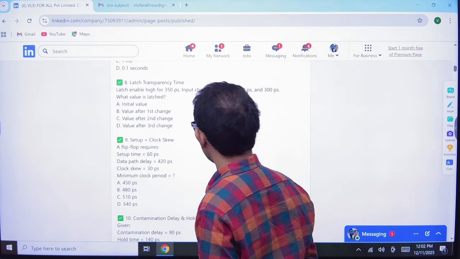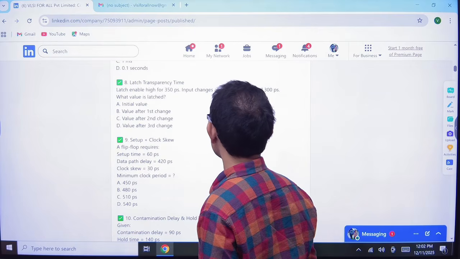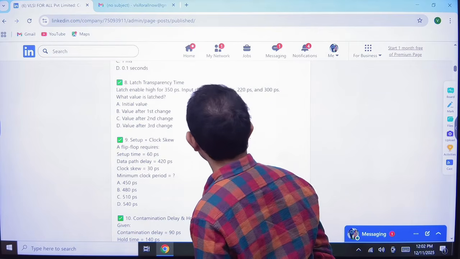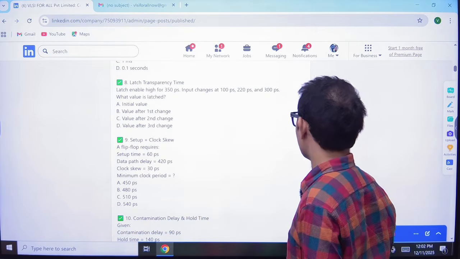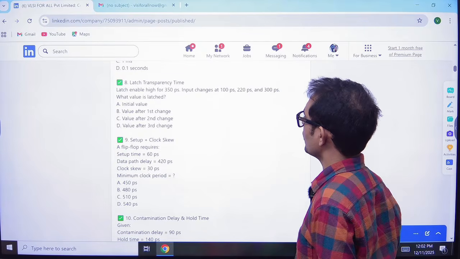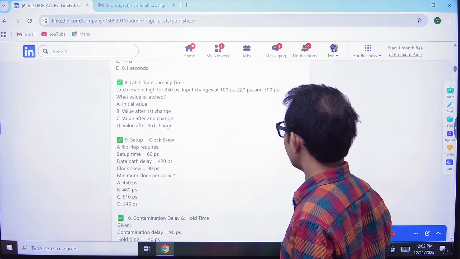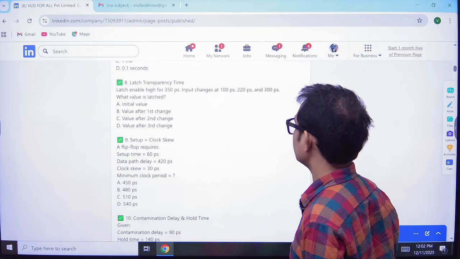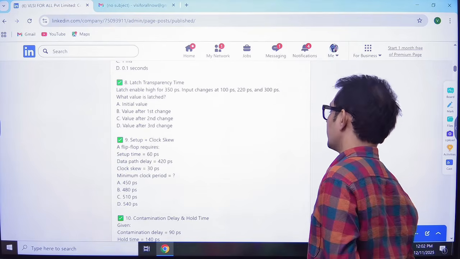Latches transparency time. Latches enable higher for 315 ps, input changes at 1 ps, 100 ps, 250 ps, 300 ps. Which value is latched? Initial value, value at first change, value after second change, value after third change.